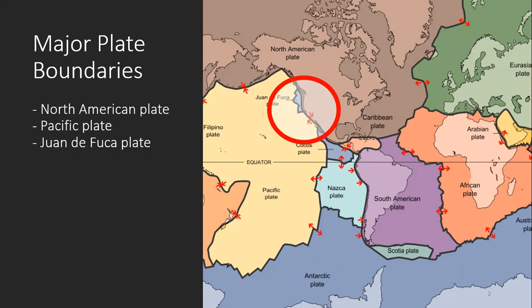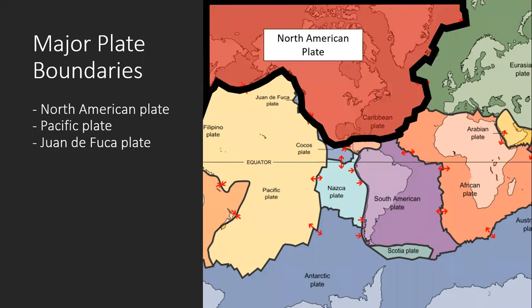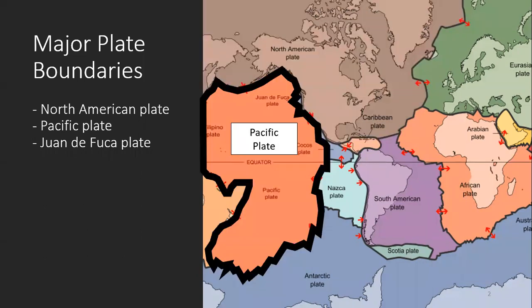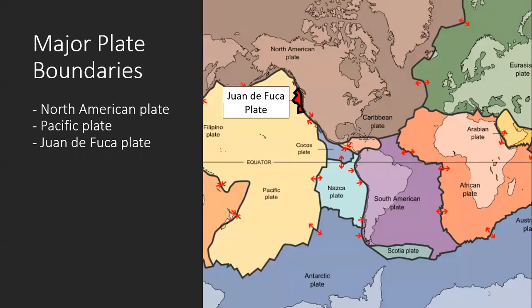These three lithospheric plates include the North American plate, the Pacific plate, and the Juan de Fuca plate seen in between the two major plates. We will focus on this area to help you gain a more dynamic perspective on how plate tectonics influence the surface appearance of our planet over large geological timescales.